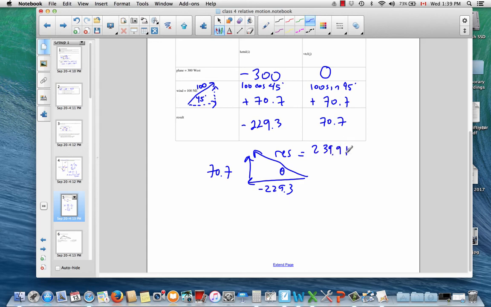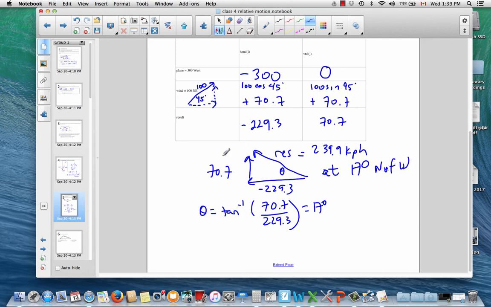So that's how fast you're going speed-wise as a resultant. And then for the angle, we use the tangent ratio. So tan theta is 70.7 over 229. So we do the inverse tangent, and that works out to about 17 degrees. Now this angle opens towards the north, starting from the west.